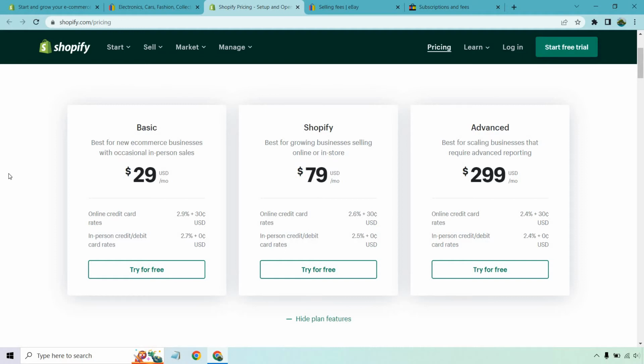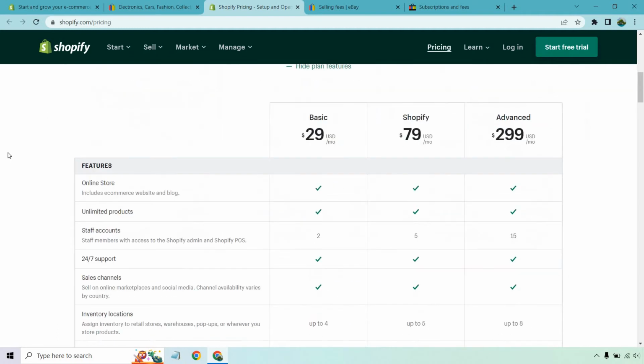There's also going to be rates for using cards. You're looking at 2.9% plus 30 cents, or in person is 2.7% plus 0 USD. Overall, that isn't bad. Of course, you can scale up as you need more resources or you're looking to scale. Shopify is going to be $79 a month. Advanced is going to be $299 a month.